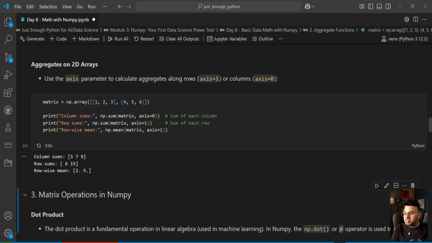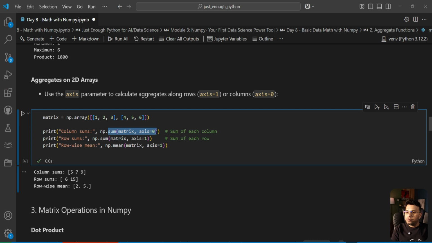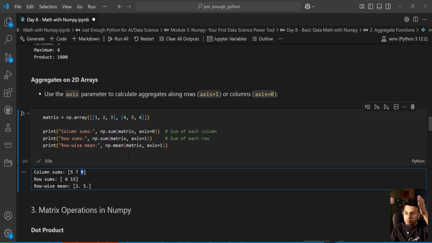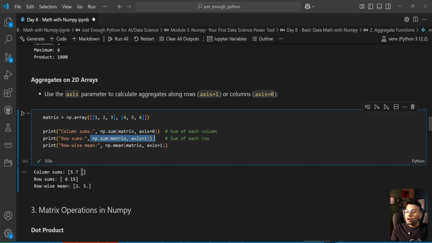Let's execute this code and see the answers. So, sum of each column. So we have 1 plus 4, which is 5, 2 plus 5 is 7, and then 3 plus 6 is 9. So we are doing sum for each column. If you see, we are adding vertically. For the second one, we are adding horizontally. We are calculating sum of each row. So we'll have 1 plus 2 plus 3, which is 6. And then 4 plus 5 is 9, and 9 plus 6 is 15. So you get 6 and 15.